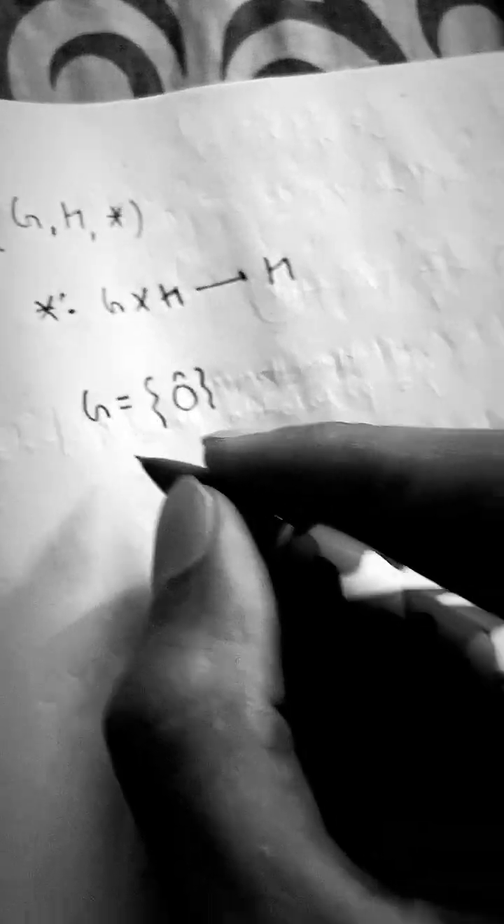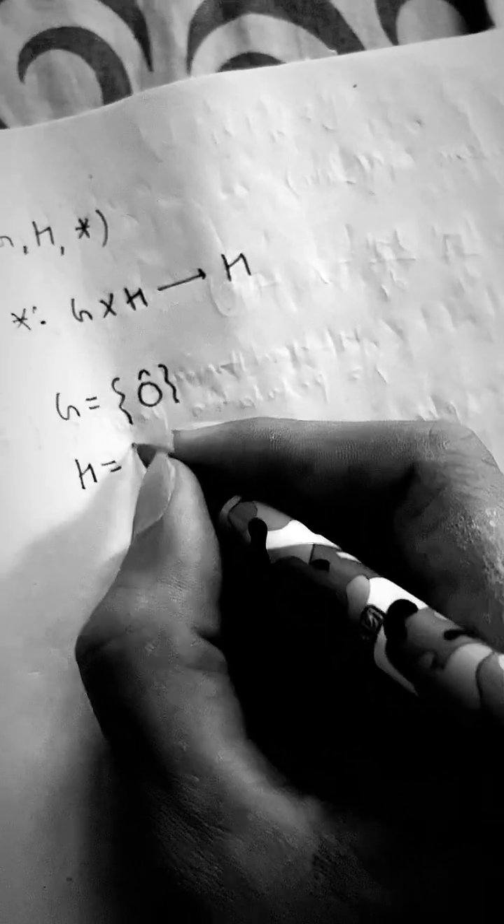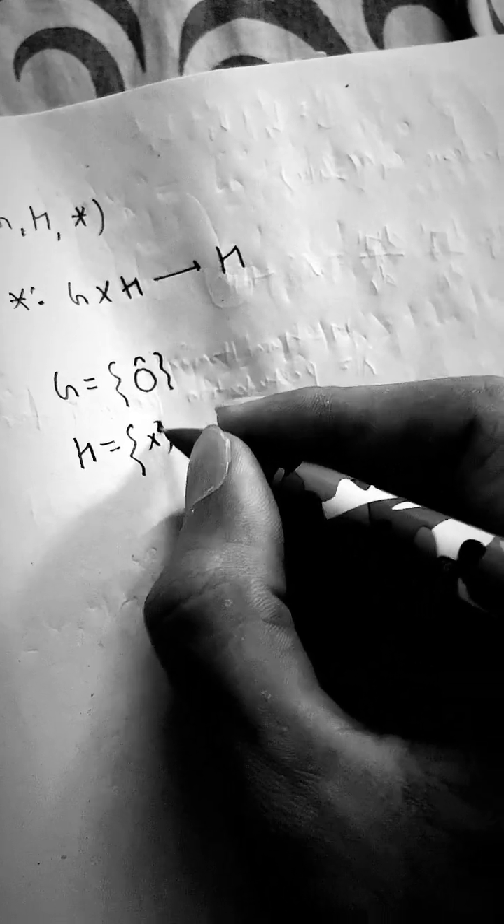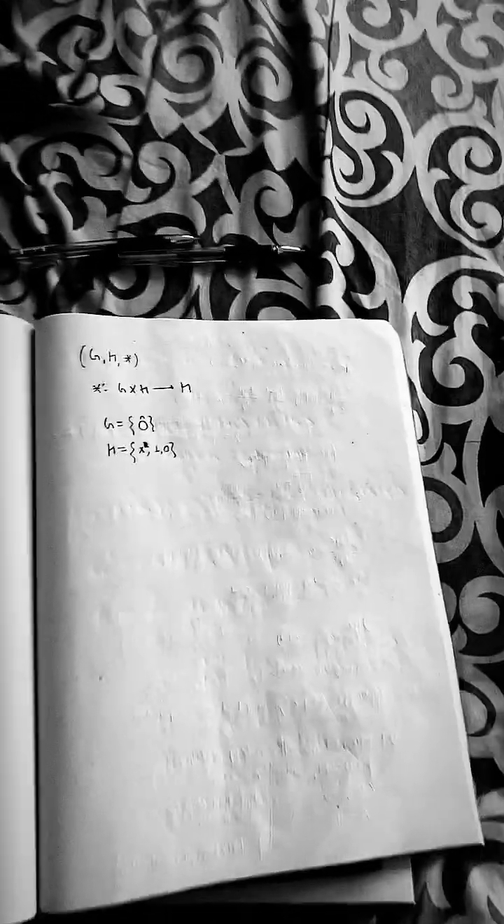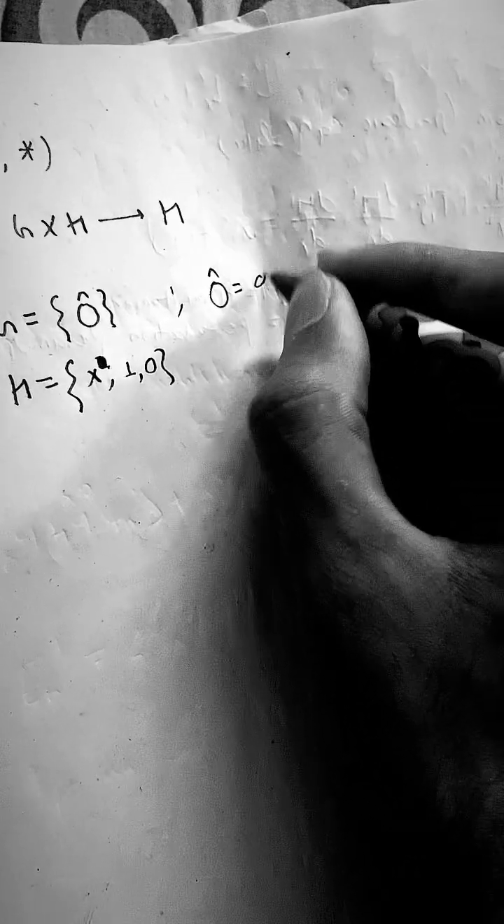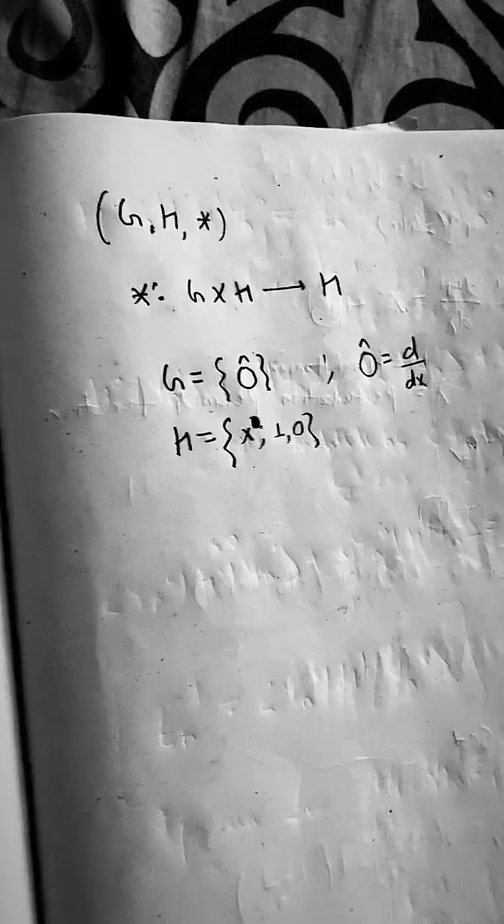Operator means it is going to act on an element. On what element? An element of set H. And let's say H contains x, 1 and 0, right? Now what happens? Let's define this operator O as a derivative operator, dy dx.